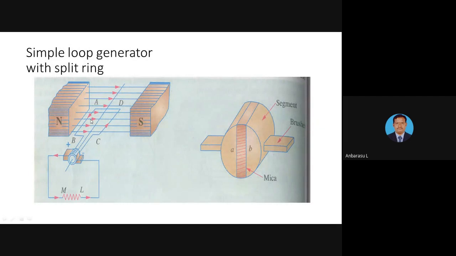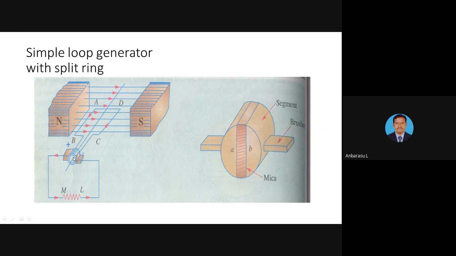In this diagram, we employ only one ring. This ring is also called a split ring. Why is it called a split ring? We cut the one ring with the help of mica, which serves as insulation. One part of the ring is A, and the other half of the ring is B. It is called a split ring.